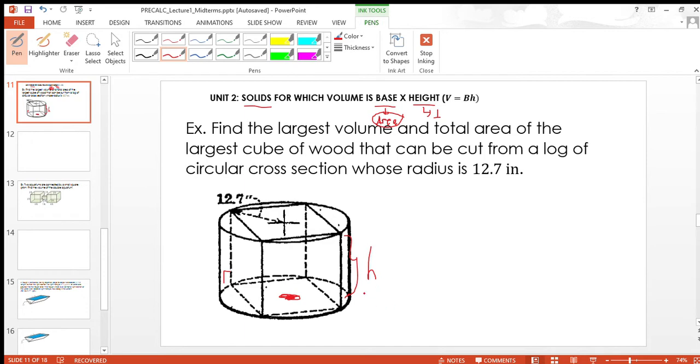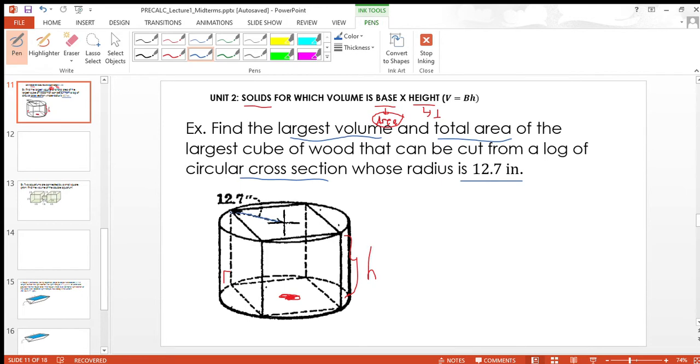Find the largest volume and total area of the largest cube. So we need two things here. We need to solve for the largest volume, and we need to look at the total area of that largest cube that we can cut from this log, wherein the circular cross section is 12.7 inches. This is the cross section.